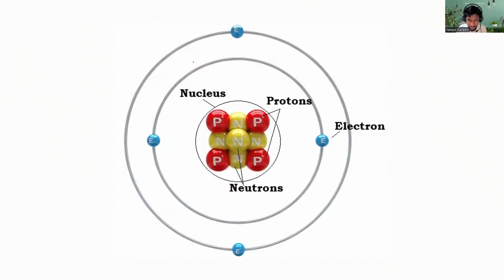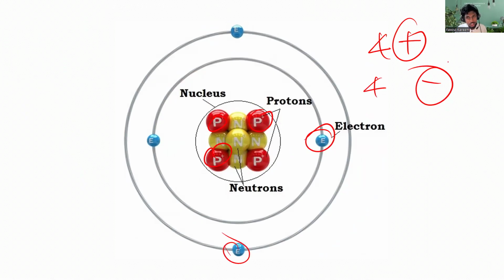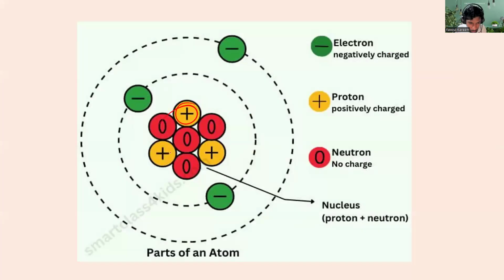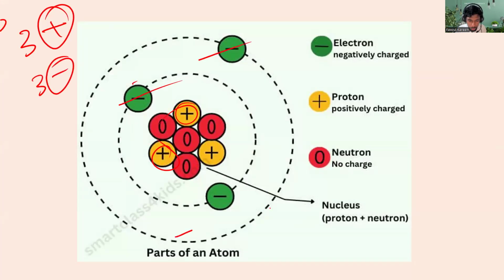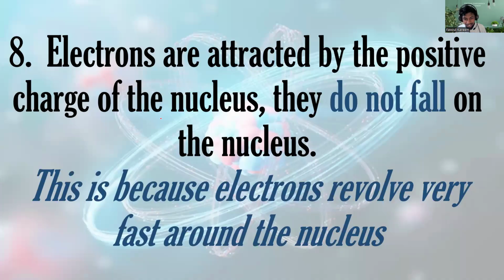And here, you can see another image. In this image, we have 4 protons, 4 plus charges, and 4 electrons, 4 negative charges. So 4 plus and 4 minus, they got cancelled. So what is the charge of the atom? The charge of the atom, that is 0. And here another image. Here we have 3 protons, so 3 positive charges, and 3 electrons, so 3 negative charges. What is the charge of the total atom? That is 0.